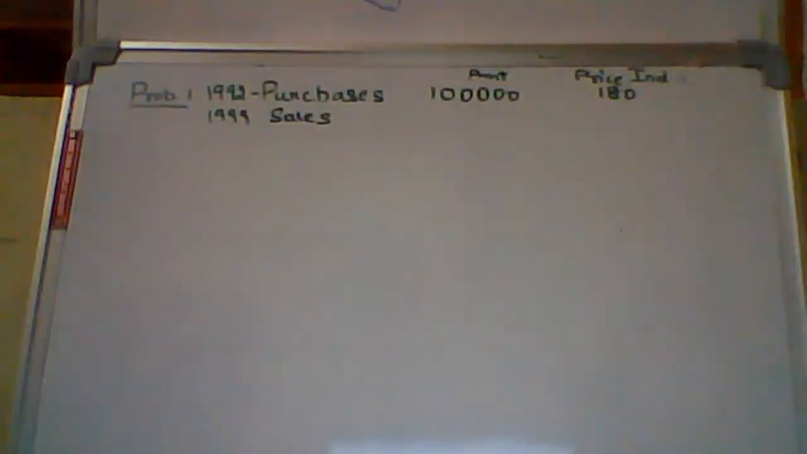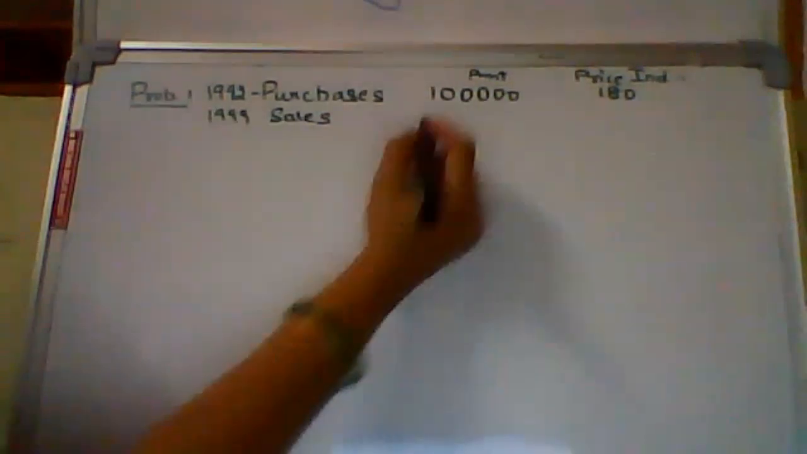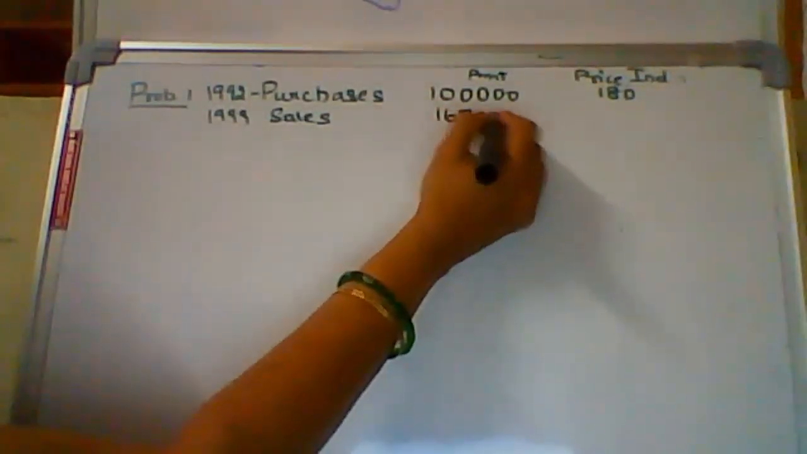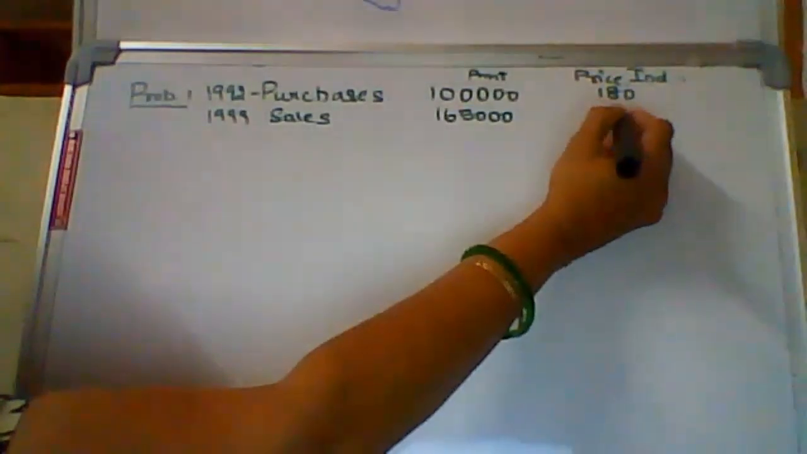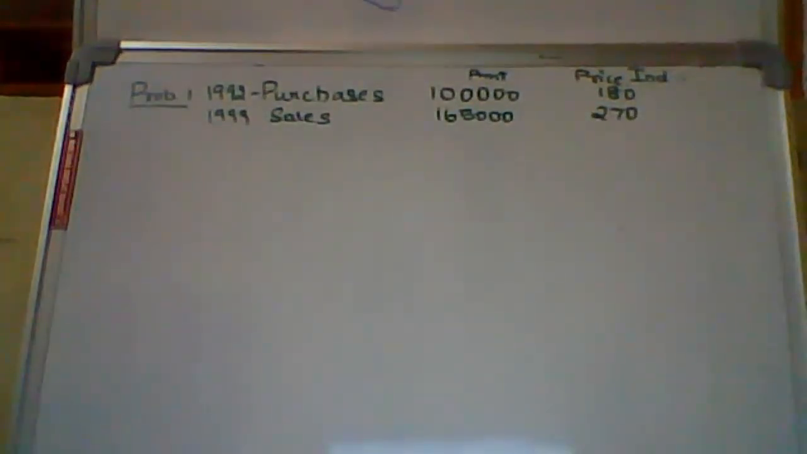This is the sales which is taking place in 99. He sold this machine in 1999 for 1,65,000 when the general price index is 270. He says calculate the profit or loss which is there as on that particular date of sale. Right. What is that we will do? We will find out how much is the profit or loss which is being gained according to the CPP method.